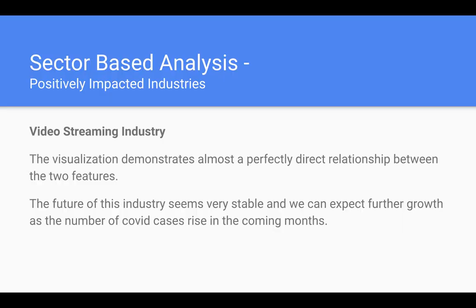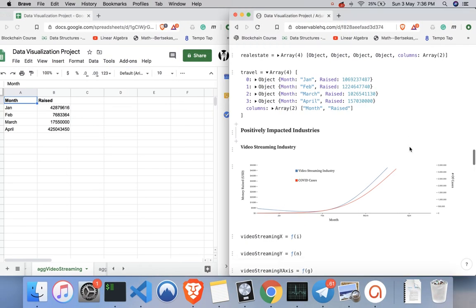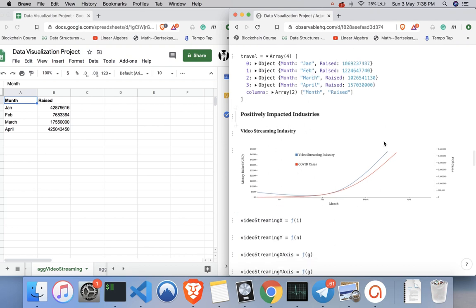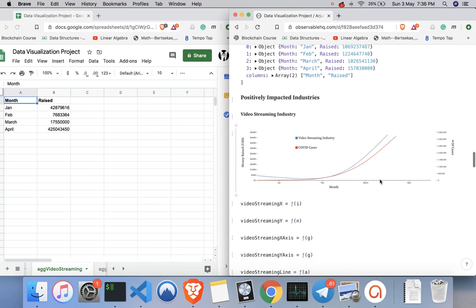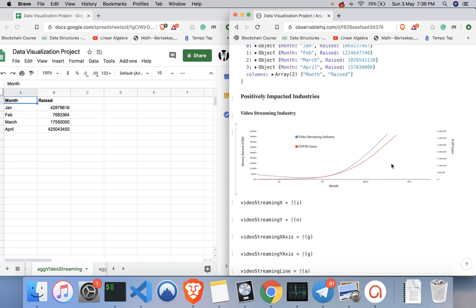Now, we'll be looking at a sector-based analysis, and first we'll look at the positively impacted industries. We'll start off with the video streaming industry. Looking at the visualization, you can see almost a perfectly direct relationship between the COVID cases and the video streaming industry. As this starts to rise, the other one does as well. This is expected because as the rise in COVID cases has been occurring, they should lock down, and because of that, more people spend time at home, resulting in more demand for video streaming.